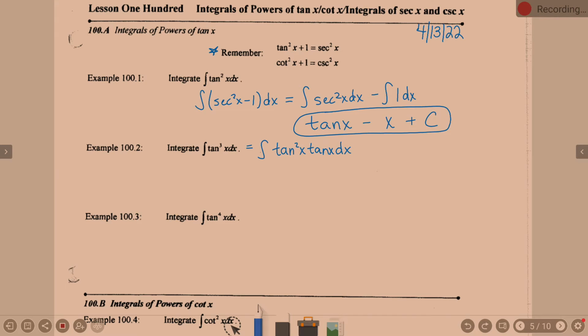Use the skill from the first one. What can tangent squared x be replaced with? Secant squared x minus 1. I'm going to flip-flop my pieces just because I'd prefer to have this plain tangent out front before I put these parentheses. So I'm going to write this as the integral of tangent x times, well, tangent squared x I'm going to replace with secant squared x minus 1 times dx.